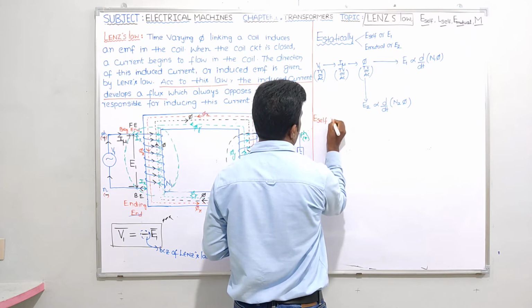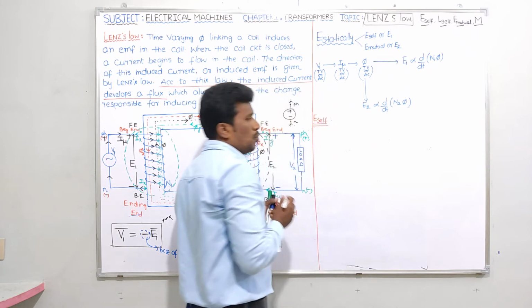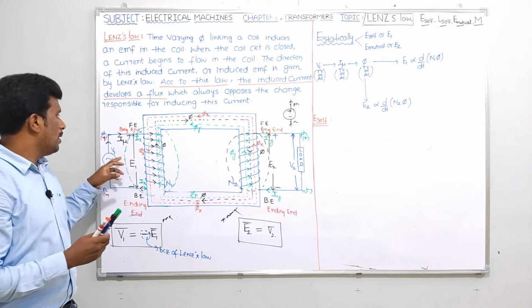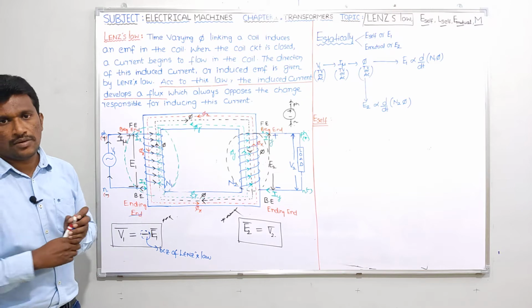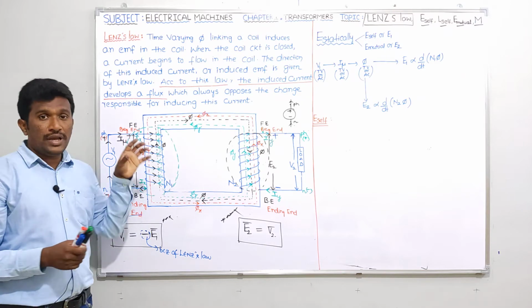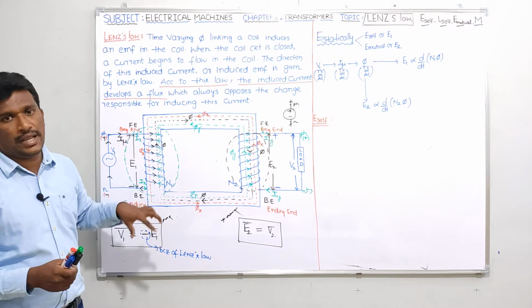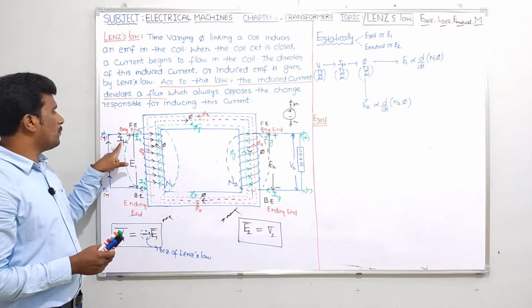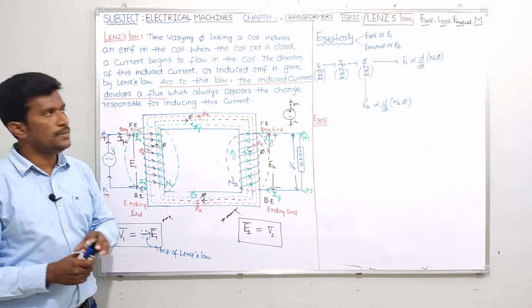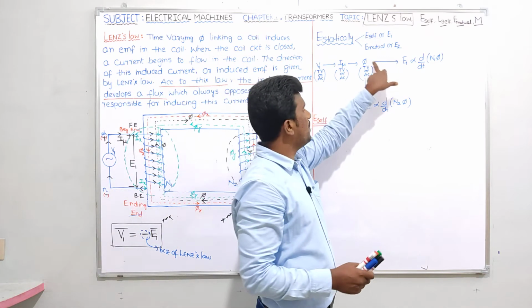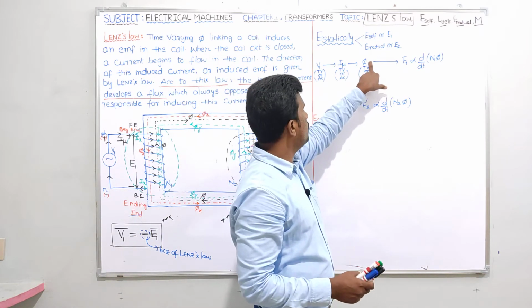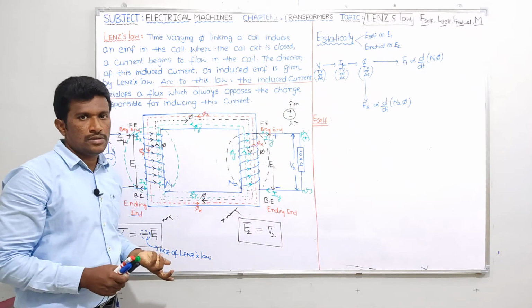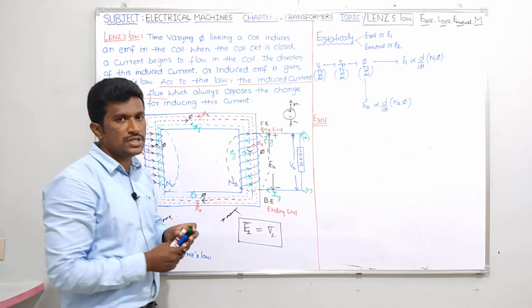Self-induced EMF. What is the definition for self-induced EMF? Indirectly I am asking what is the definition for primary winding EMF. Okay, simple. EMF induced in the primary winding because of time varying current flowing in the primary winding itself. See, E1 is because of this flux phi. This phi is because of what? This I mu is flowing in the primary winding itself. So what is the definition for self-induced EMF?